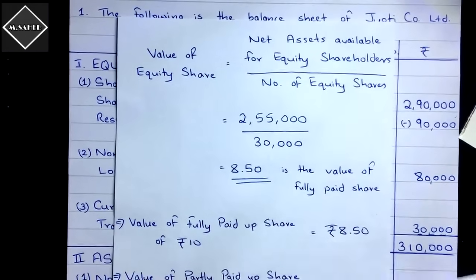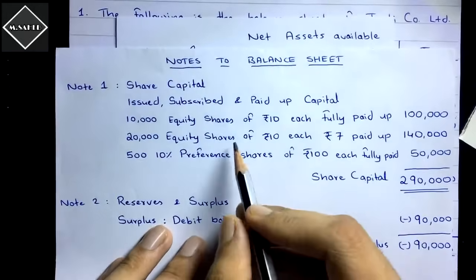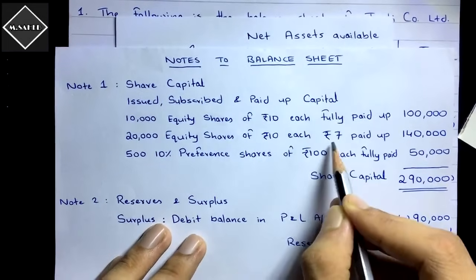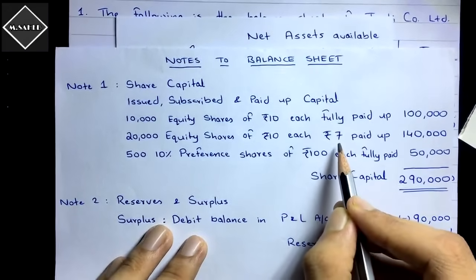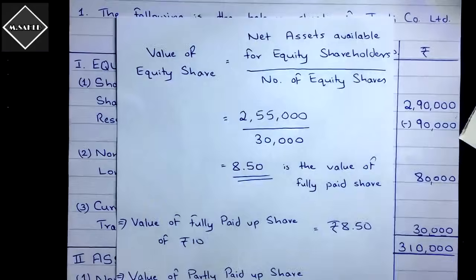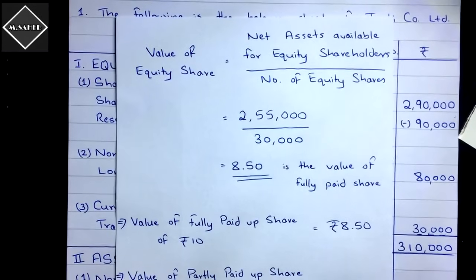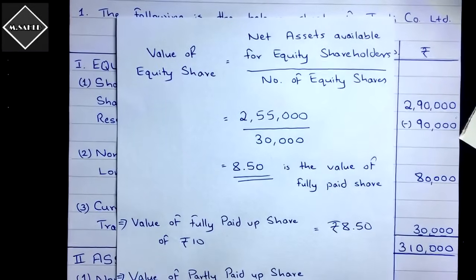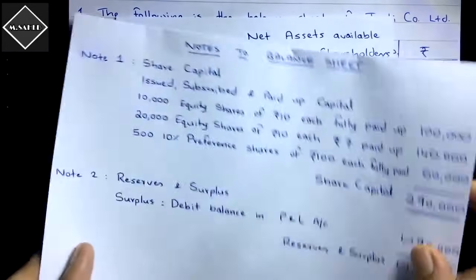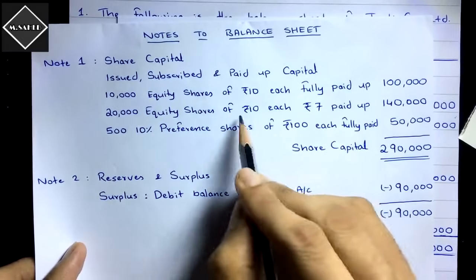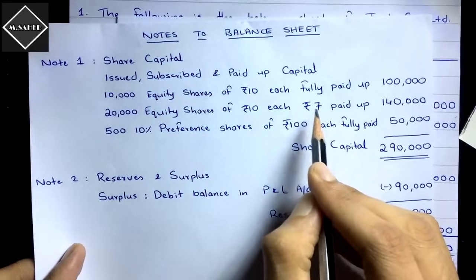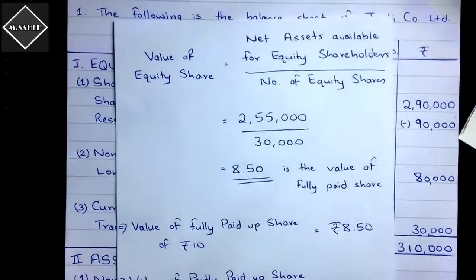But you know that in this company we have one partly paid class of shares, right? So that is why we have to do a separate valuation. See here, 8.50 is the value of a fully paid share, okay? But for this class of share, we have made a notional call. So now we have to reverse that. See how are we going to do that?